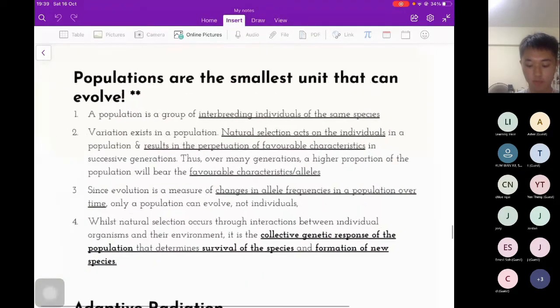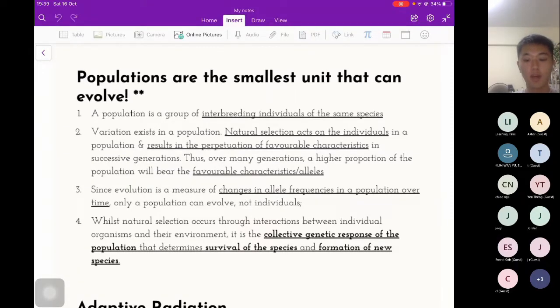Okay, this is a question that they love, as an SEAB. Why is the population the smallest unit that can evolve? Right? So first, whenever you tackle such questions, you need to define population. It is a group of interbreeding individuals of the same species. Next, variation. Variation exists in a population. Natural selection acts on the individuals, yes, but results in perpetuation of favorable characteristics in successive generations.